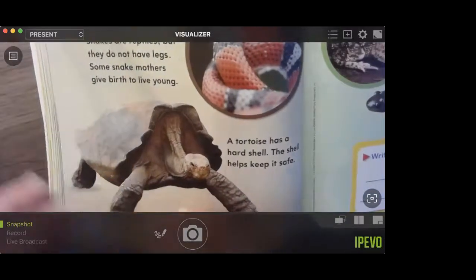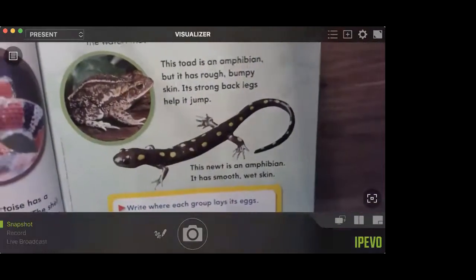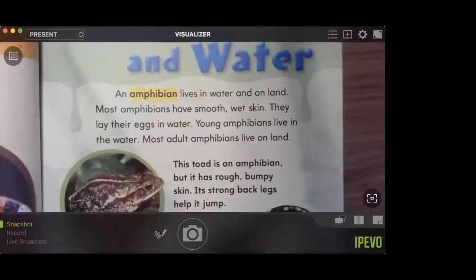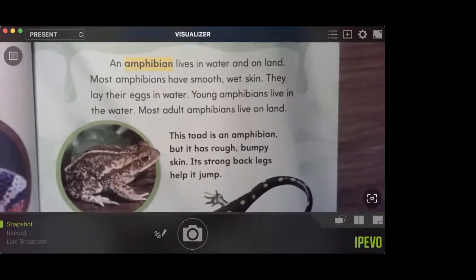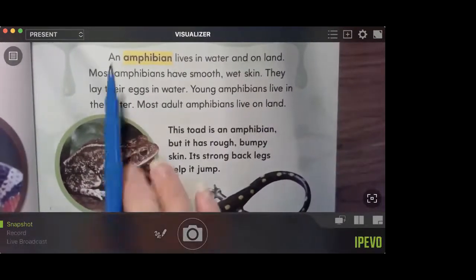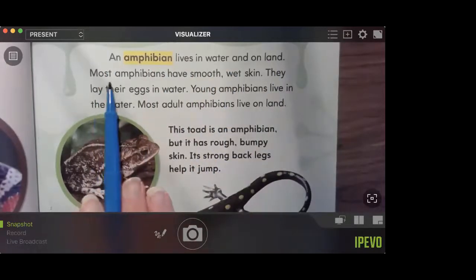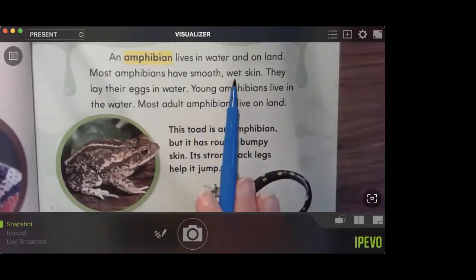All right. And then we have amphibian. Some people, including myself, sometimes get amphibians and reptiles confused. So you're not the only one if you get them confused. An amphibian lives in water and on land. Most amphibians have smooth, wet skin.